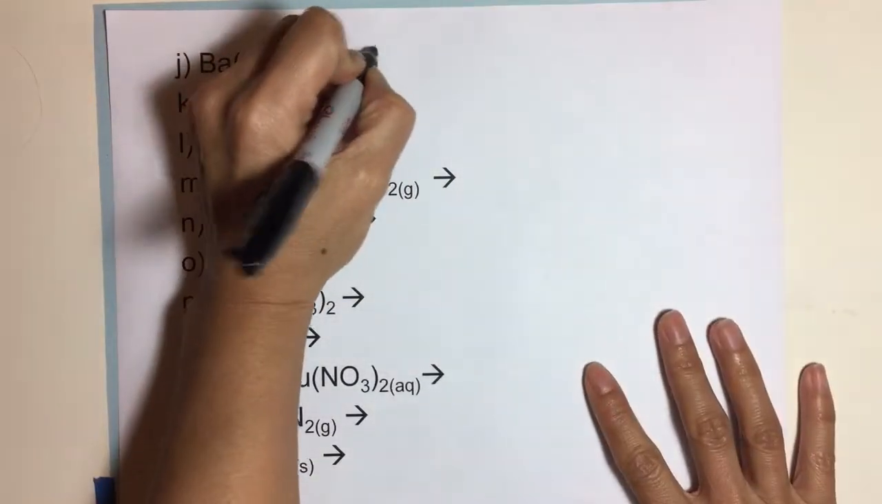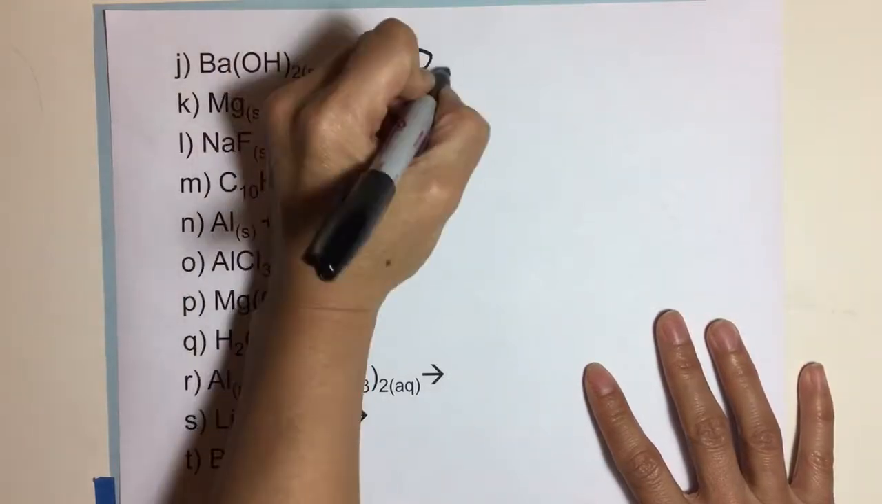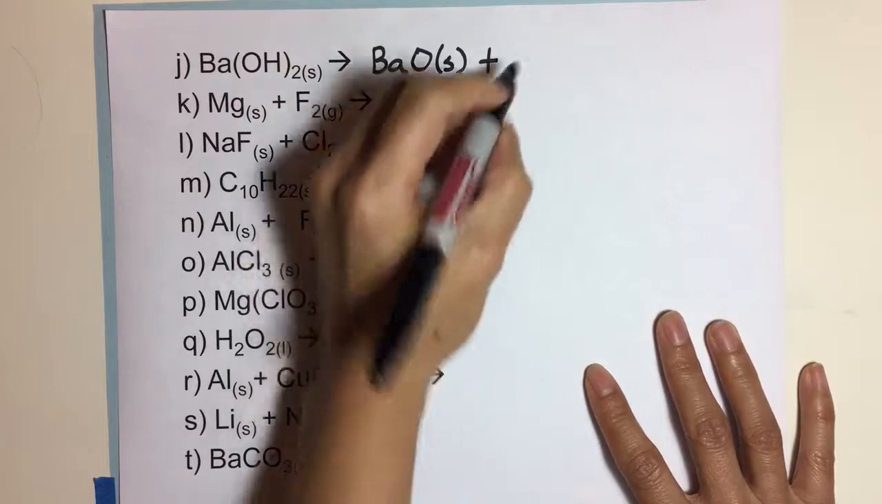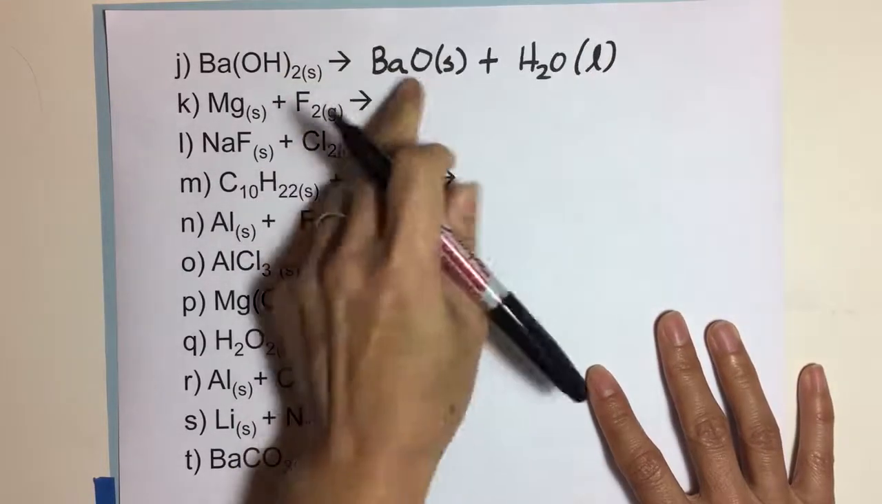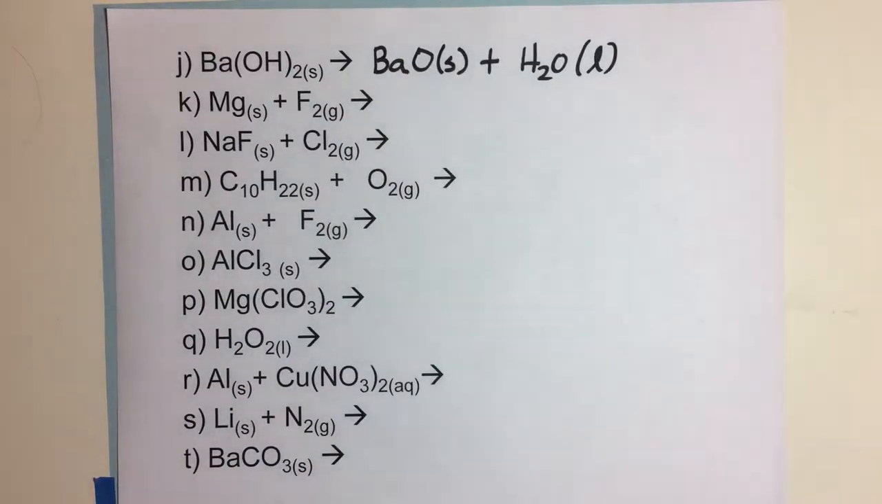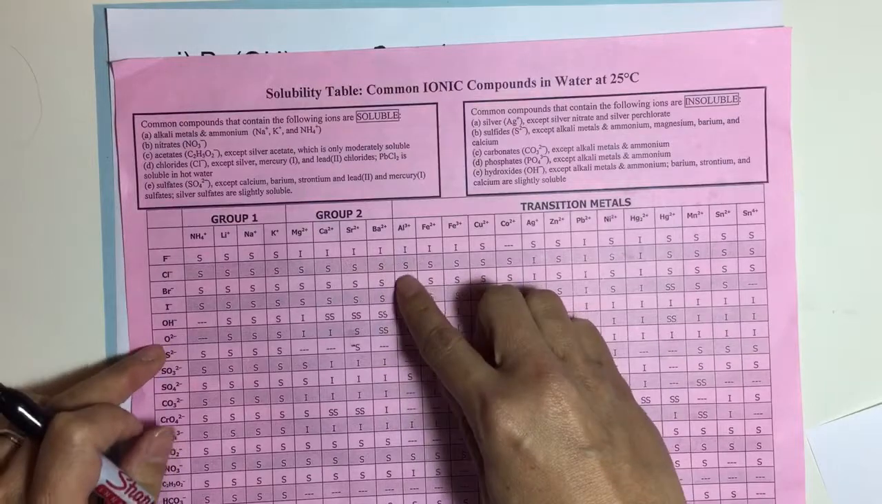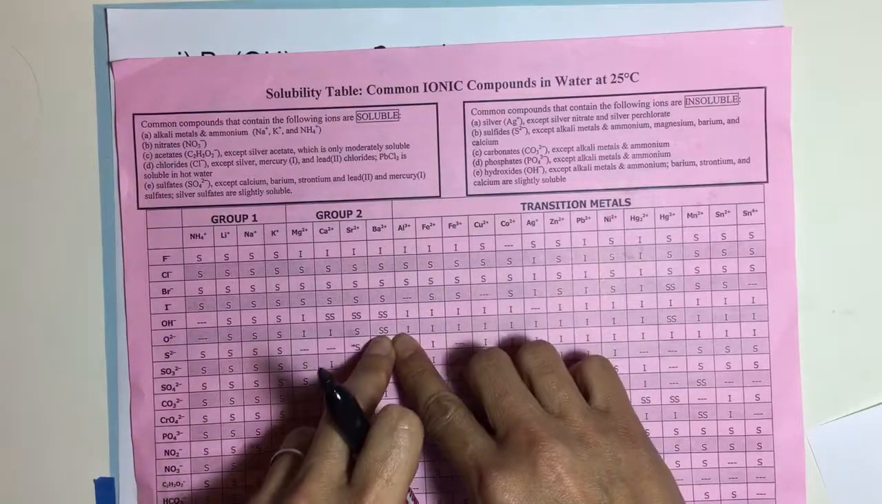So metal oxide, barium with oxygen is your metal oxide. And it's a solid. It's an ionic compound, and water, H2O. Now, I should check to see if this metal oxide is soluble so that I know whether to designate it as aqueous. And it looks like it says it's slightly soluble, so I'm good to leave it as a solid.